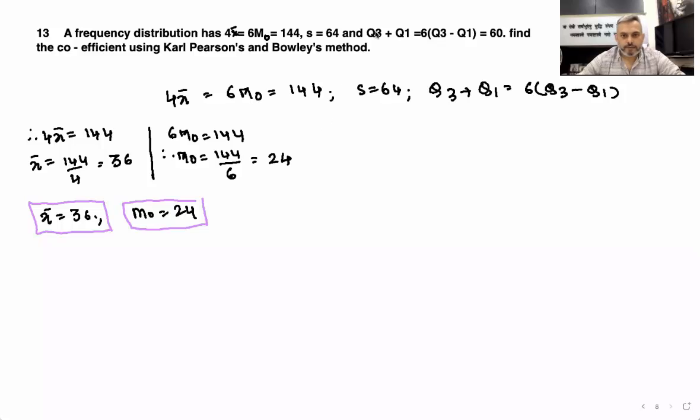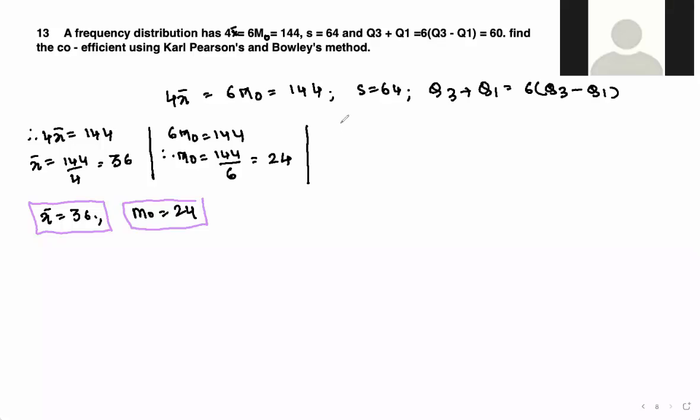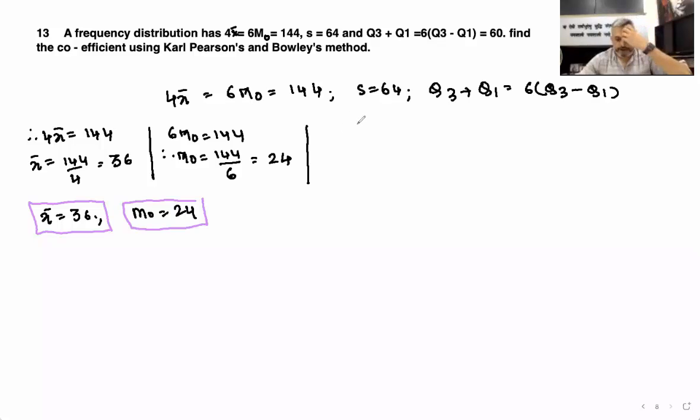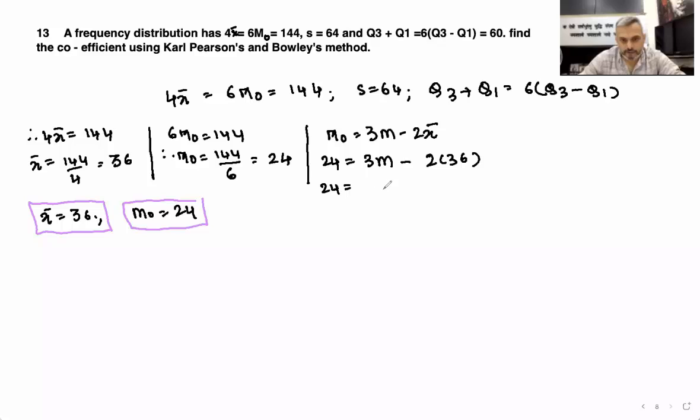What else now? Median we will need. Yes, we need to find out the median. In case we want to find out the median, we use the formula for Karl Pearson. Mode is equal to 3 median minus 2x bar. So mode 24 is equal to 3 median minus 2 into 36. So 24 is equal to 3 median minus 72.